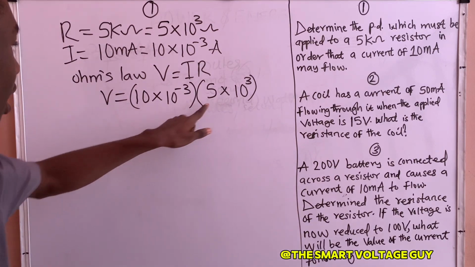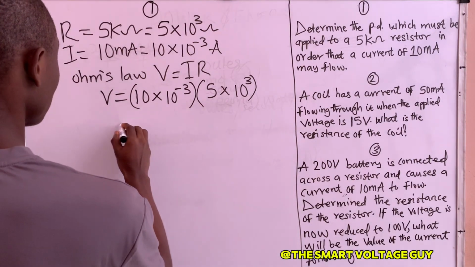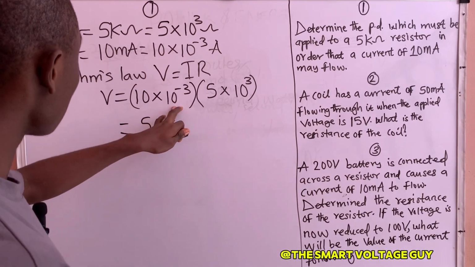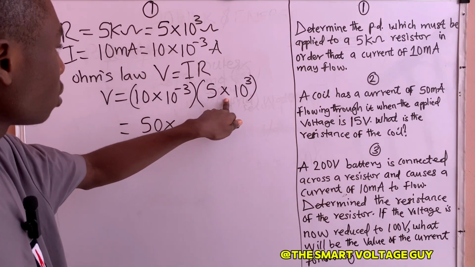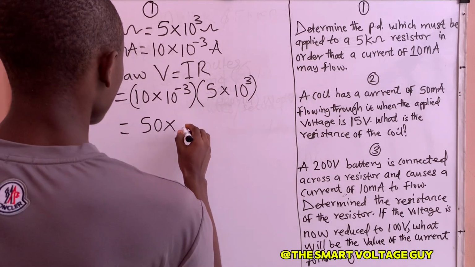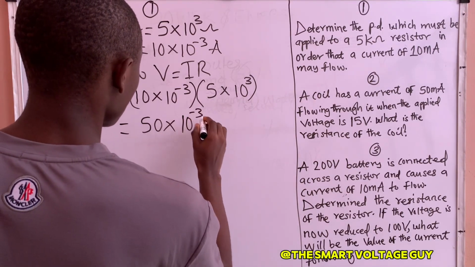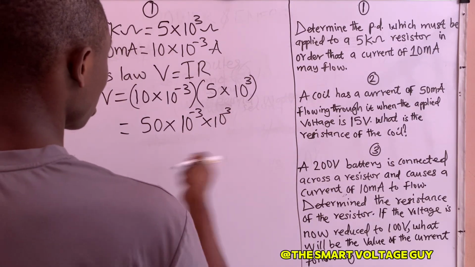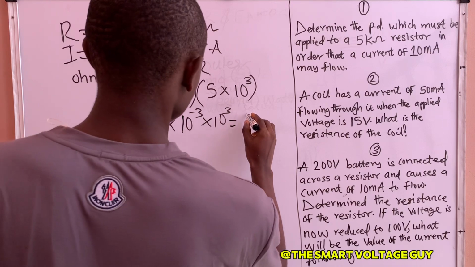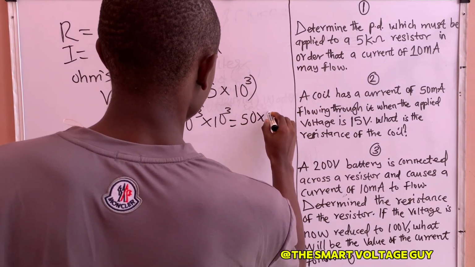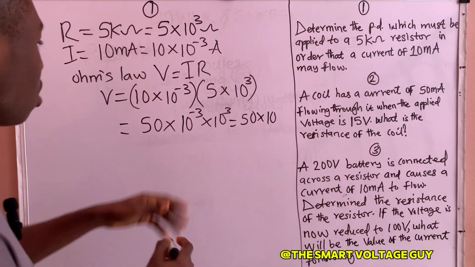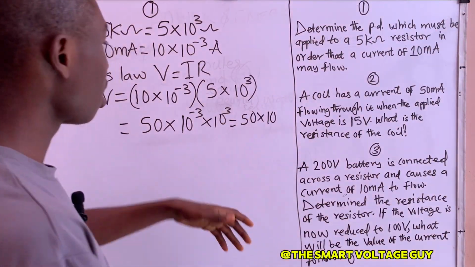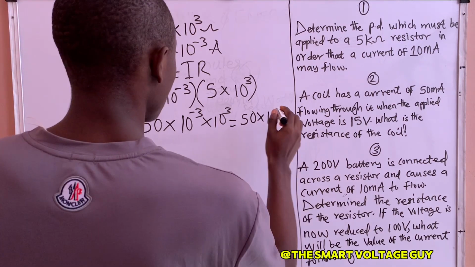So therefore, 10 times 5 is 50, multiplied by 10 raised to the power of minus 3 multiplied by 10 raised to the power of 3. This is the same thing as 50 multiplied by 10. Because of the law of indices, when the bases are the same, we pick one of the bases and add the powers. So the powers here are what?